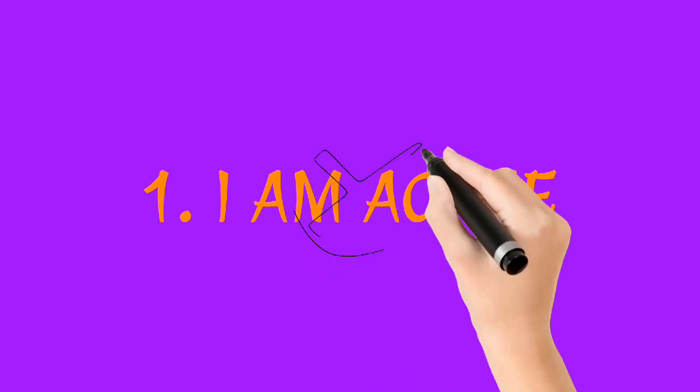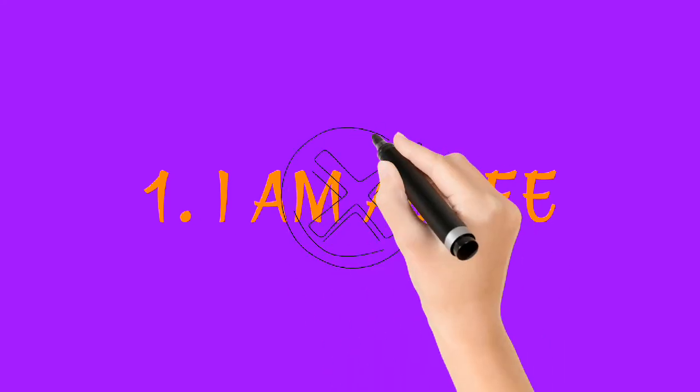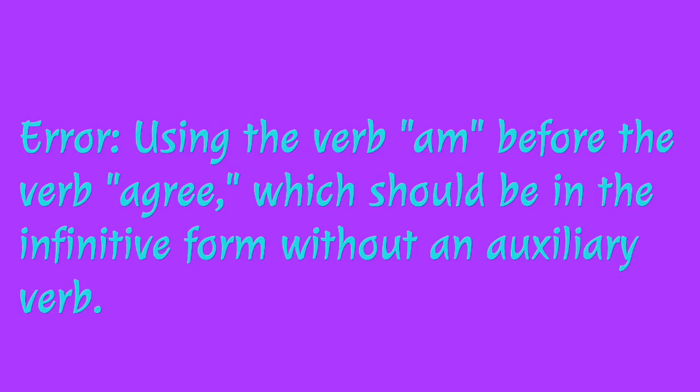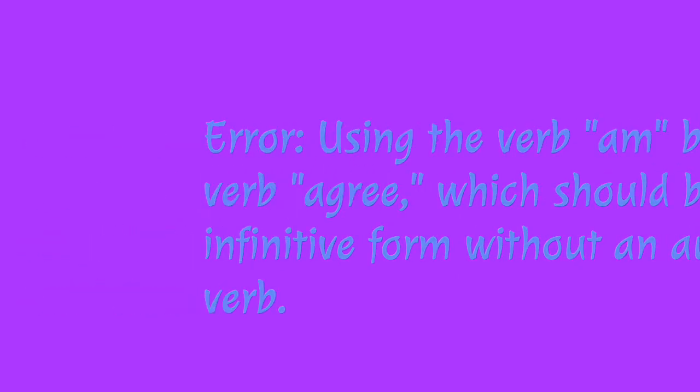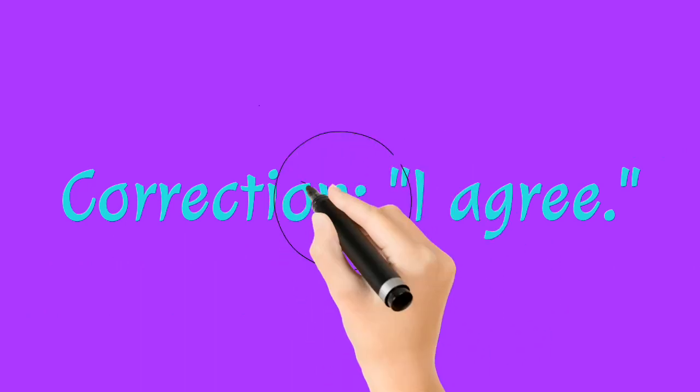Number 1. I am agree. This sentence is incorrect. Using the verb am before the verb agree, which should be in the infinitive form without an auxiliary verb. So the correct sentence is I agree. Well, you already know, don't you?